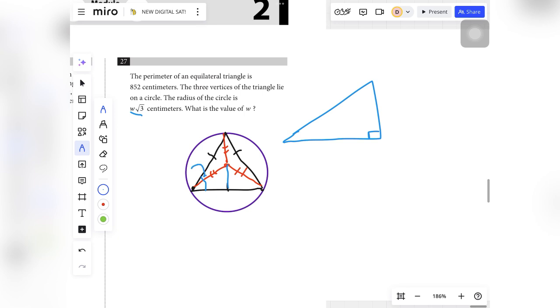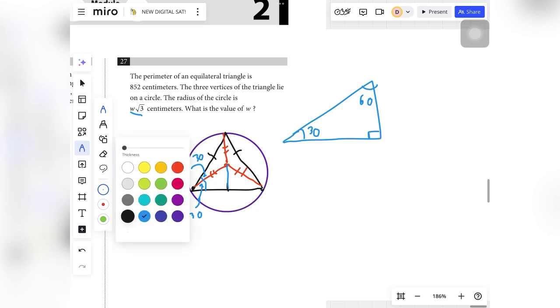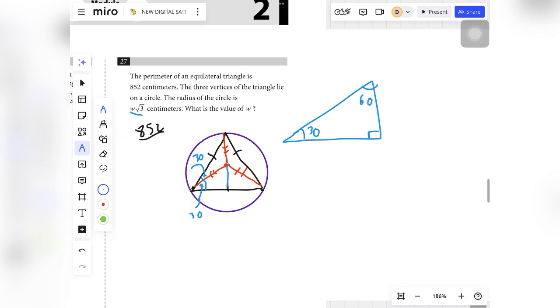Well, I'm cutting that angle in half, which means one of them is 30 degrees. And because the other angle is a 90, that means that my top angle has to be 60. This is a special right triangle, a 30, 60, 90 right triangle. This is huge for success.